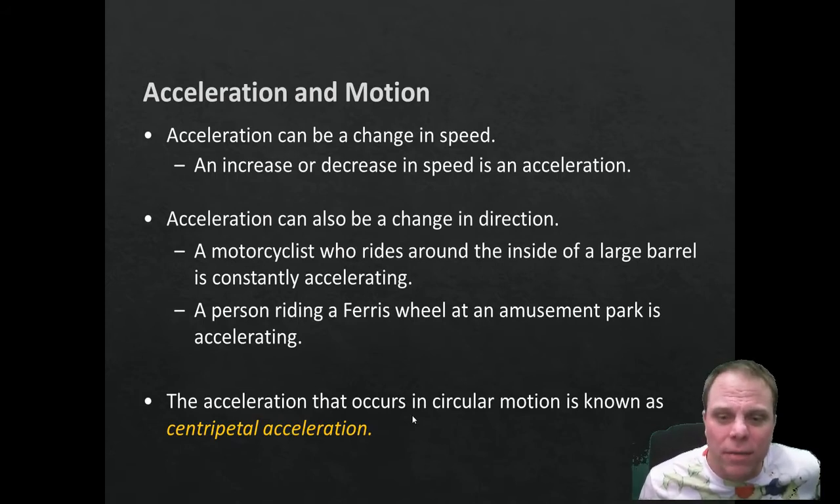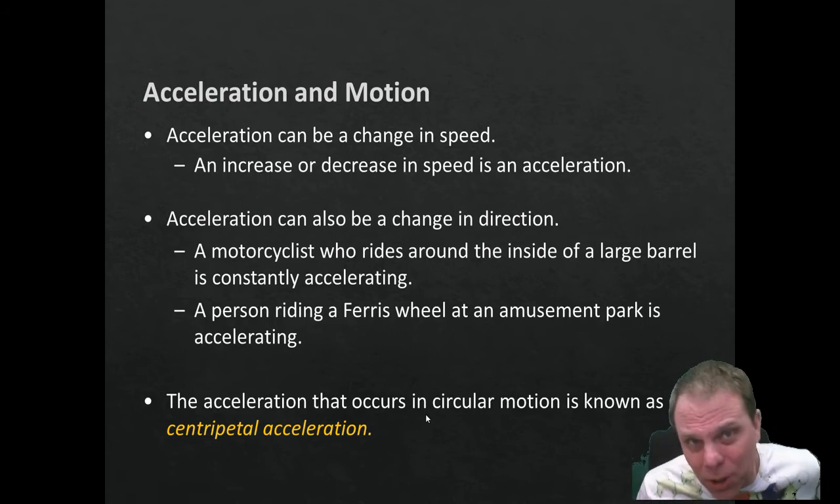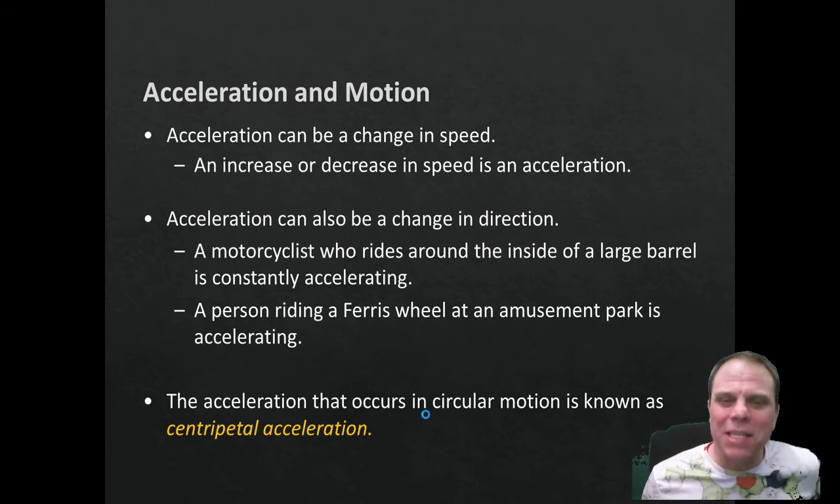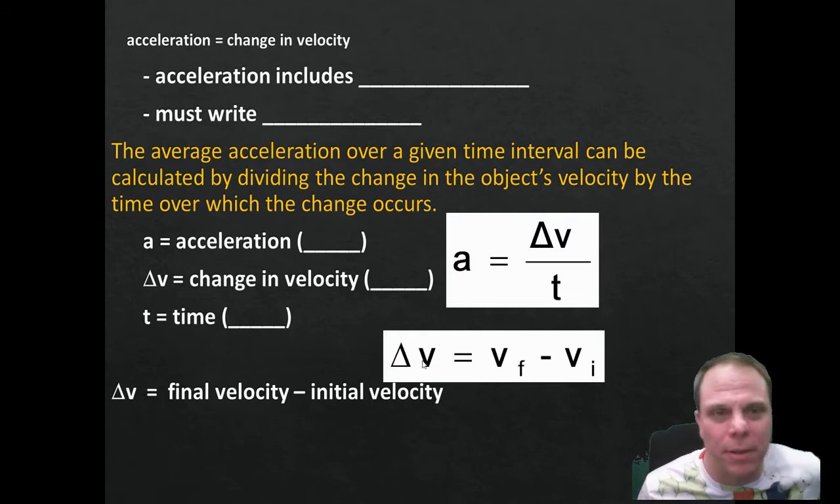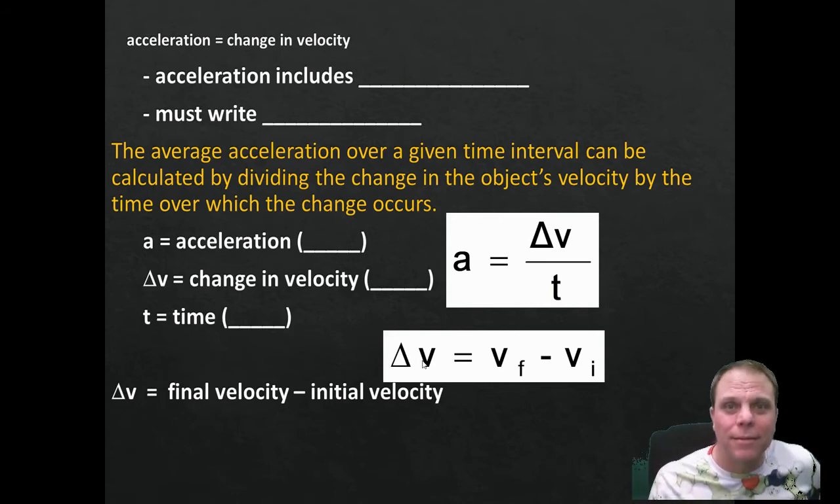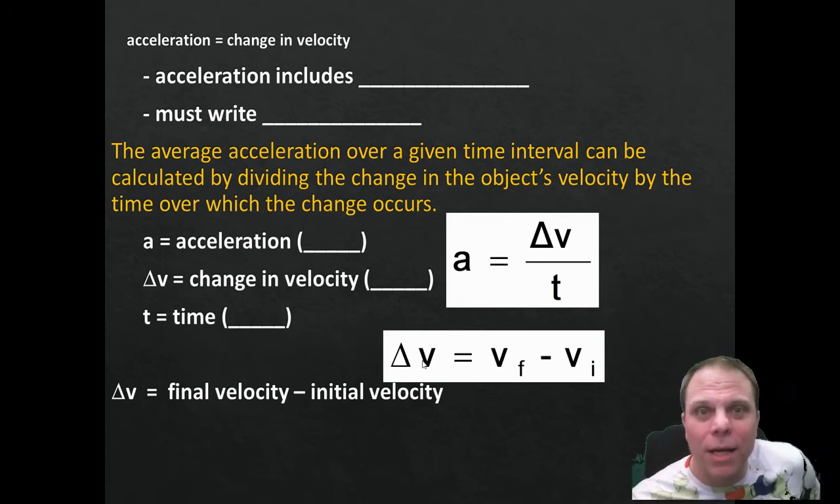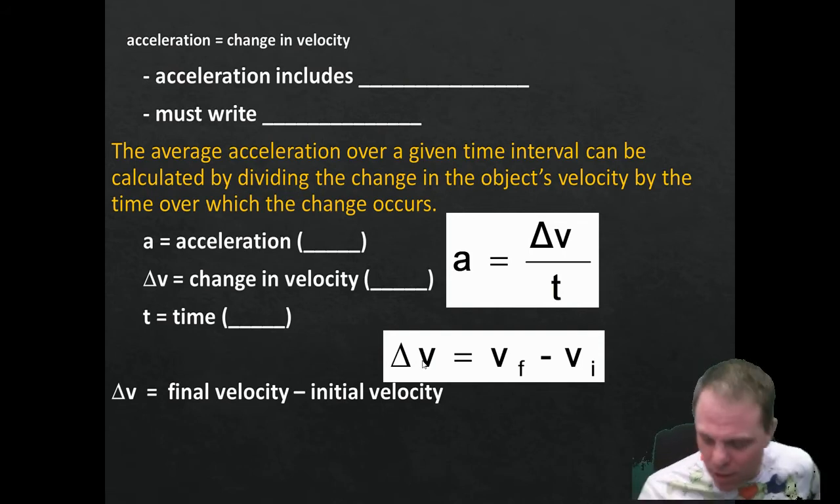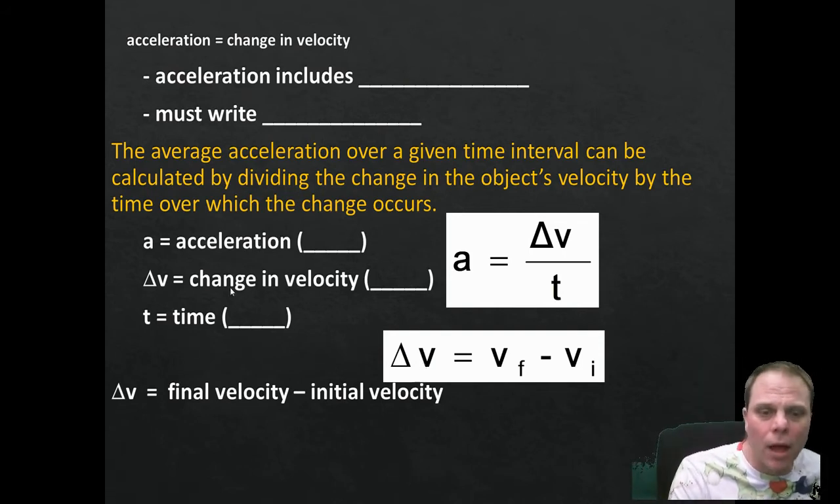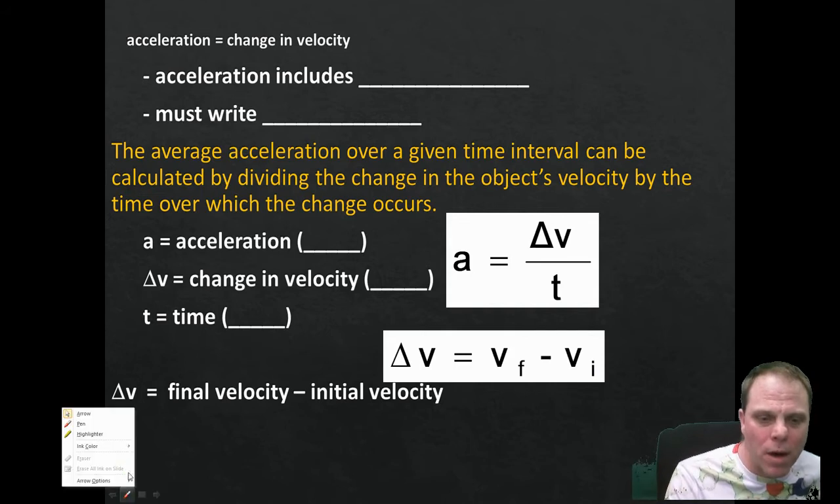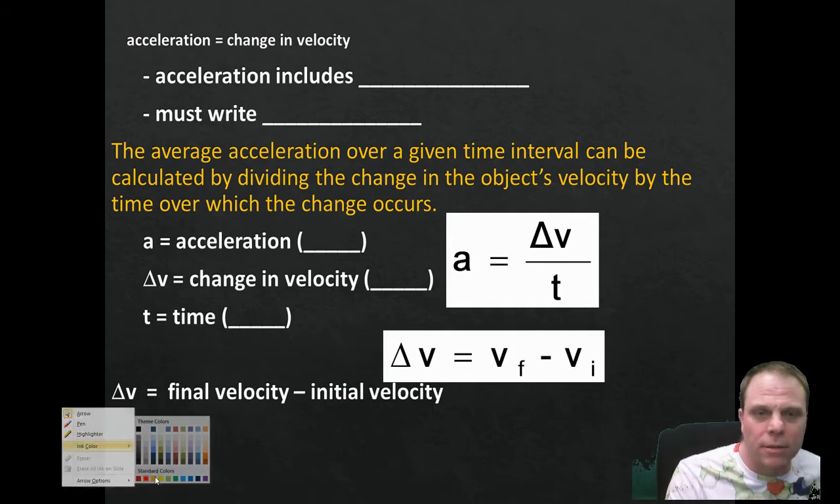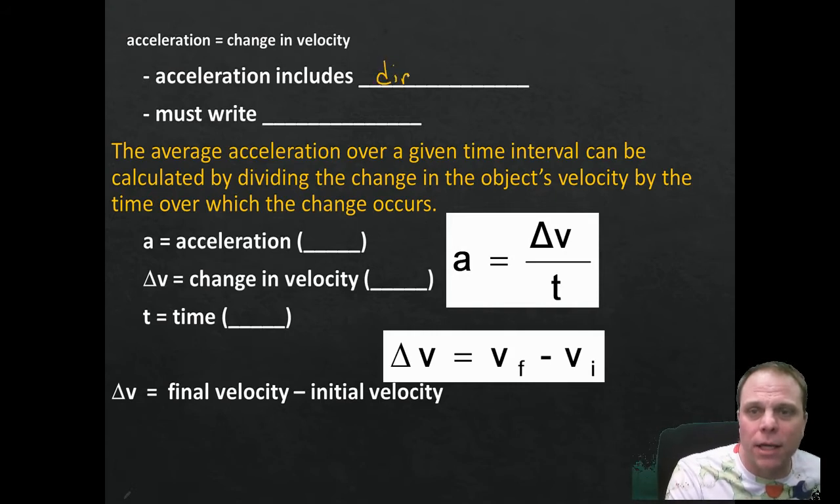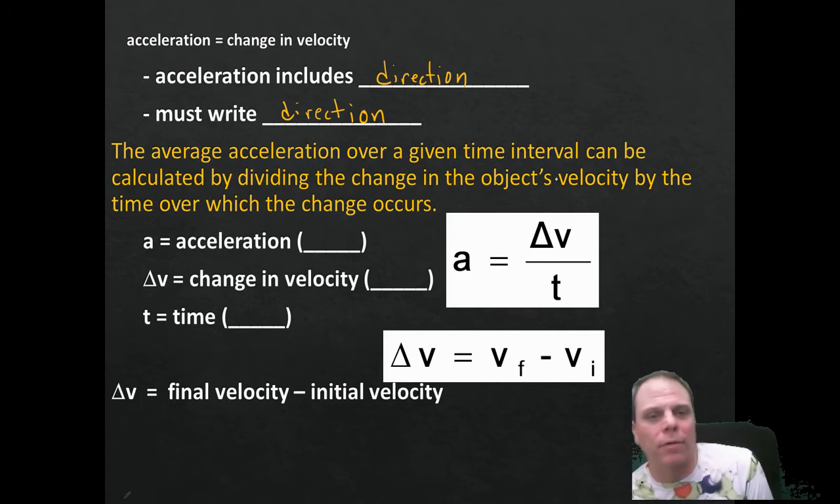And if we have change in direction that is occurring in a circular motion, we call it centripetal acceleration. Centripetal. All right, so acceleration is a change in velocity. Acceleration includes direction. Now, the units that we use for acceleration, let me get some pen work going here. I'm going yellow today. Acceleration includes direction, so by golly, you better write direction. If we have east, then put east, toward the pole, whatever, in a circle.